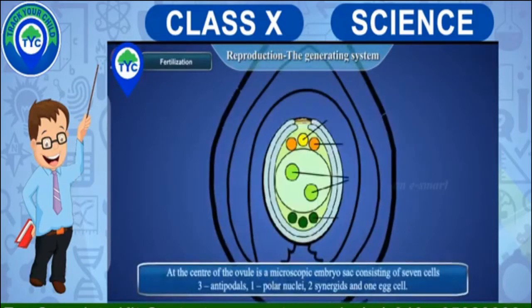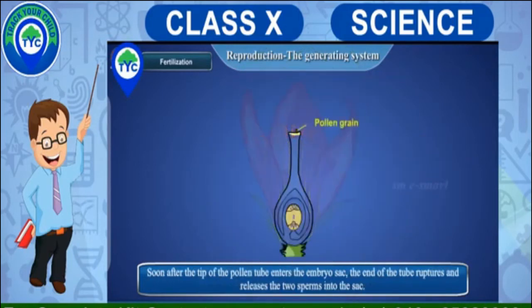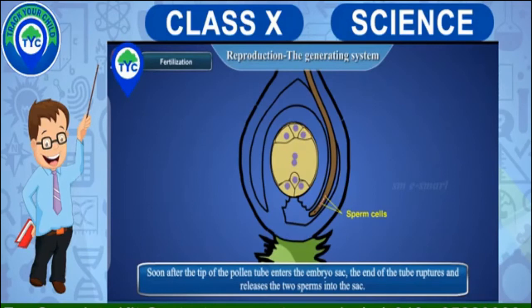At the center of the ovule is a microscopic embryo sac consisting of 7 cells: 3 antipodals, 2 polar nuclei, 2 synergids, and 1 egg cell. Soon after the tip of the pollen tube enters the embryo sac, the end of the tube ruptures and releases the 2 sperms into the sac.